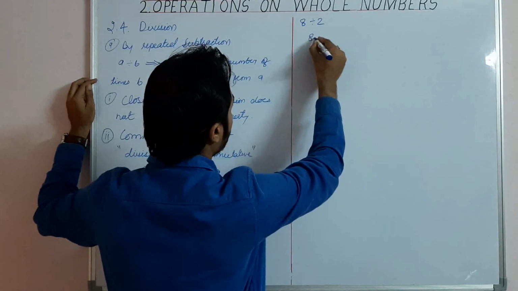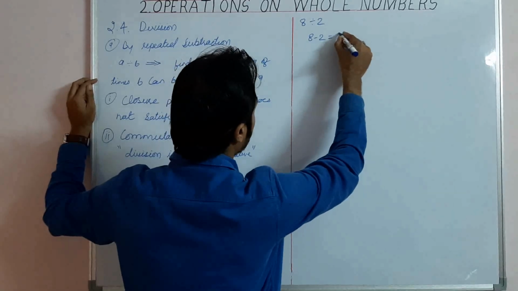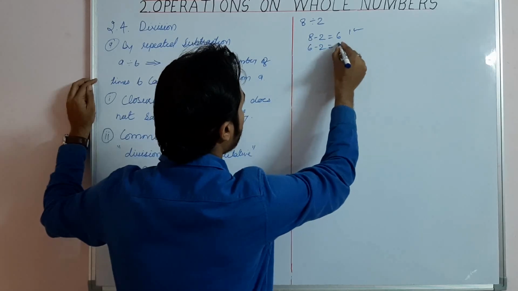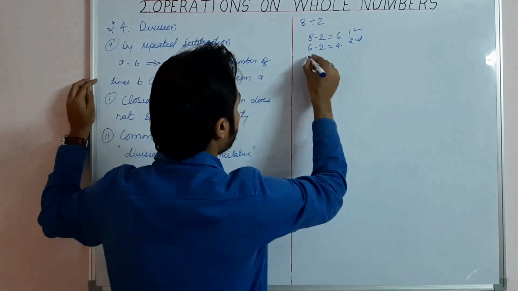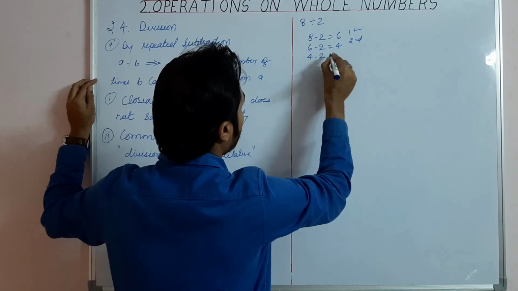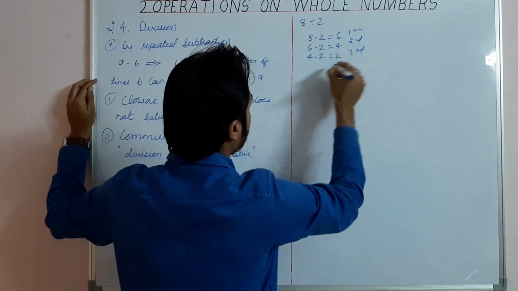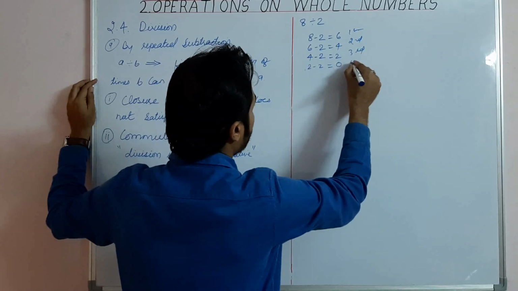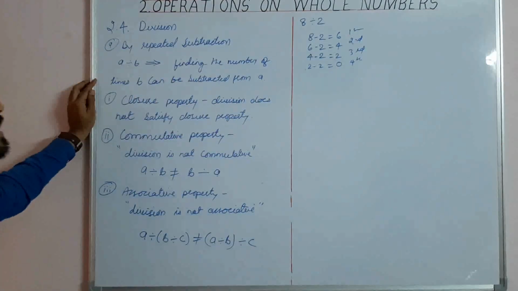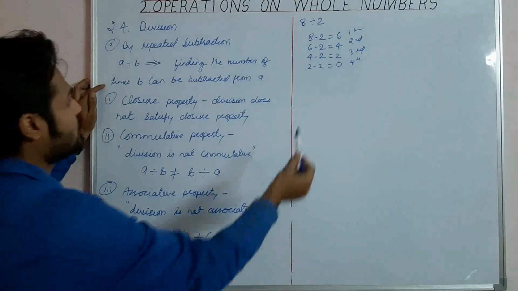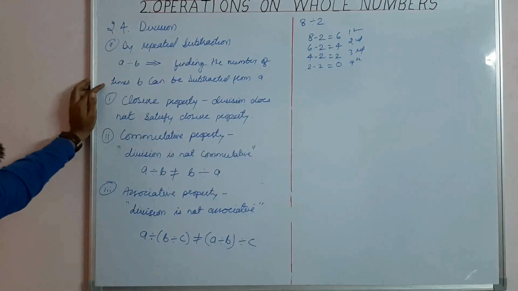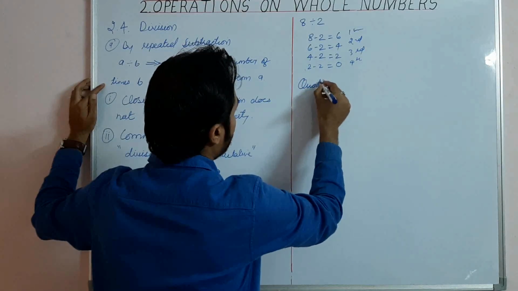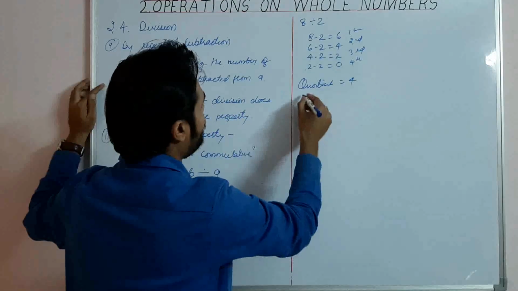So we will start from 8 minus 2. In the first step we will get 6. Again we have to repeat this process. 6 minus 2 we will get 4. This is our second step. Again by repeating we will get 4 minus 2 equals to 2. Third, and then 2 minus 2 we will get 0 in fourth step. So here the number of times 2 can be subtracted from 8 is 4. So the quotient is 4 here.